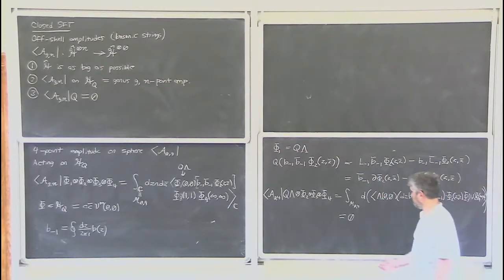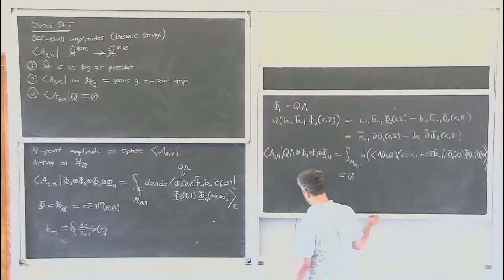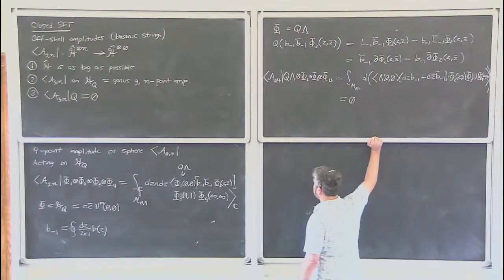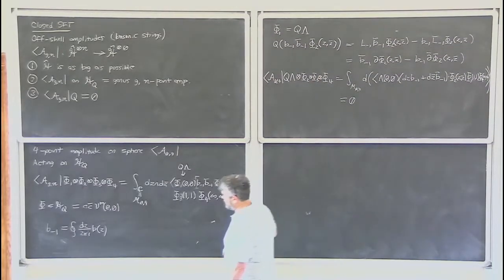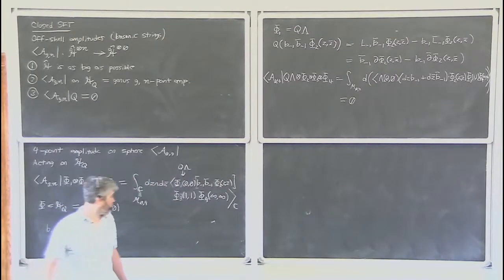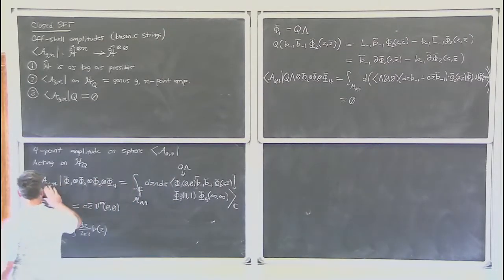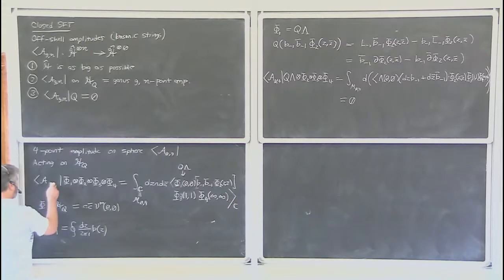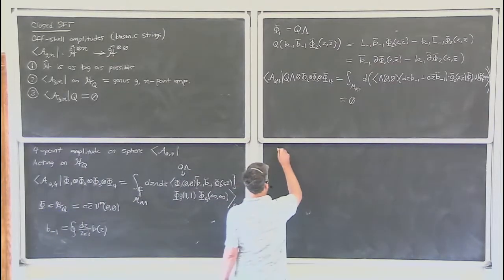Okay. So we've looked at the on-shell 4-point amplitude on the sphere. Okay, I just noticed a mistake here. This is A04. Okay, so now we can think about what is involved in taking this amplitude off-shell.